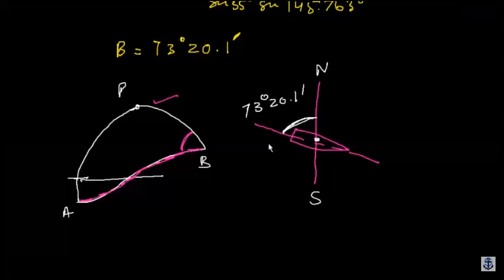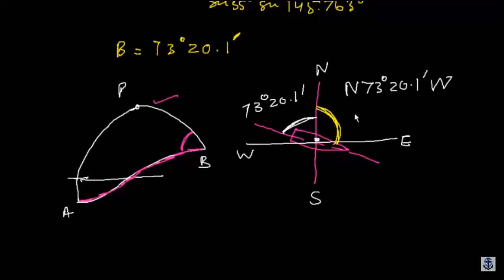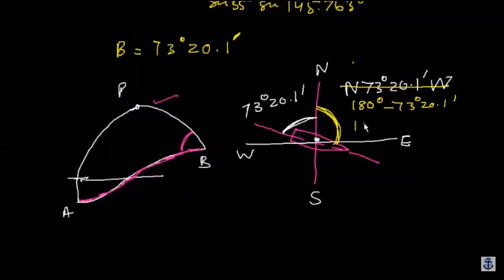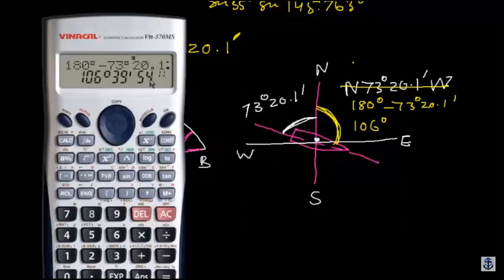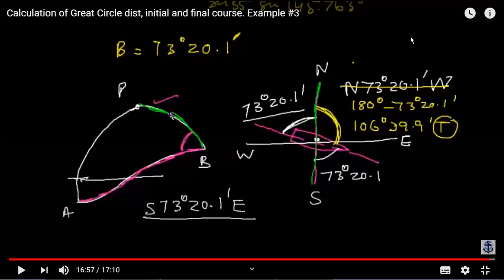So our course will be from north to this. We subtract from 180 and we will get our course. So north 73 degrees 20.1 minutes west will be 180 minus 73 20. We put it in the calculator, and we get 106 degrees 39.9 minutes west. So it's quite simple. Same, we calculated distance, initial and final course, and that we will write as the answer.